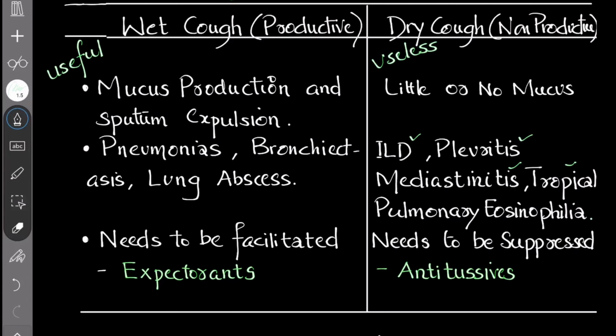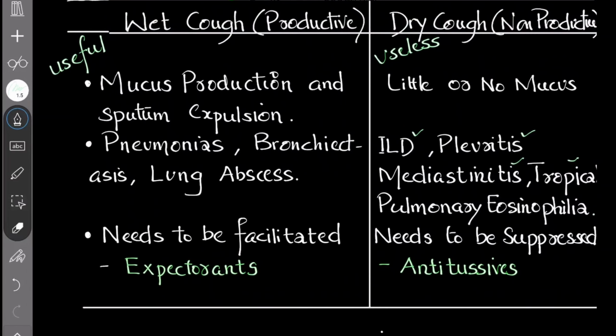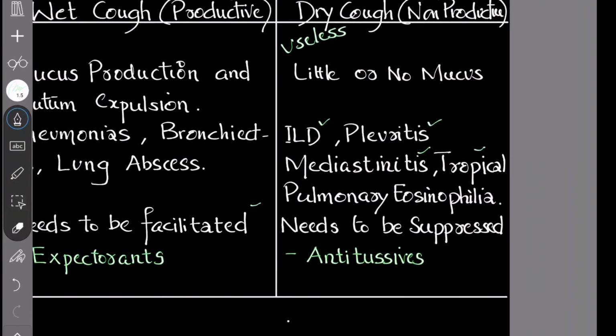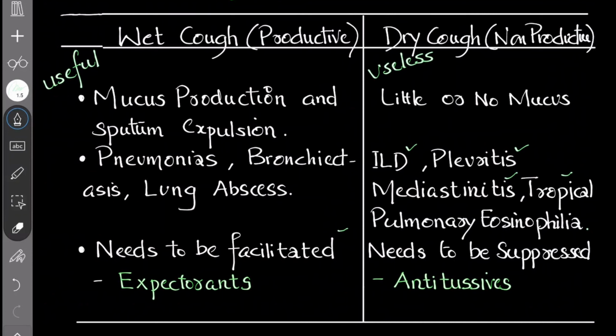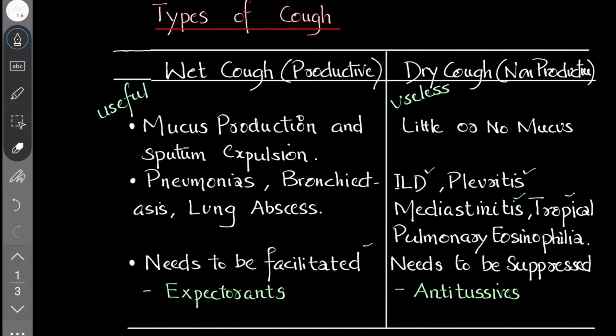Then wet cough, that is the productive cough, needs to be facilitated. That means it should be enhanced and expelled out. That is, we use expectorants. But in case of a dry cough, which is non-productive and useless and more problematic, we use antitussives like codeine medications.